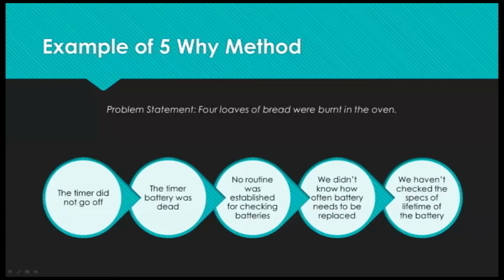So why were the loaves of bread burnt in the oven? The timer did not go off. So why did the timer not go off? The timer battery was dead. Why was the battery dead? There was not a routine for checking the batteries. Why did we not have a routine for checking batteries? We didn't know how often the battery needed to be replaced. So why was that? We hadn't checked the specs of the lifetime of the battery. So there we determined the cause of the problem statement through a process of 5 whys.